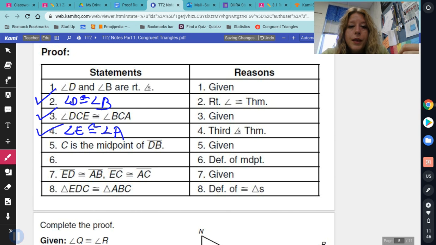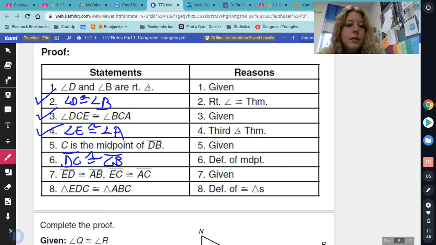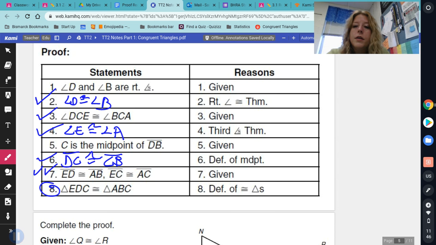The next given is C is the midpoint of DB. What do we know about things that are midpoints? We know that they get divided into 2 equal pieces. So we're going to have segment DC is congruent to segment CB. And that is our first segment congruence. Our last 2 given statements has 2 segments in it. So I've got 1, 2, 3, 4, 5, 6 check marks. So my triangles are now congruent.